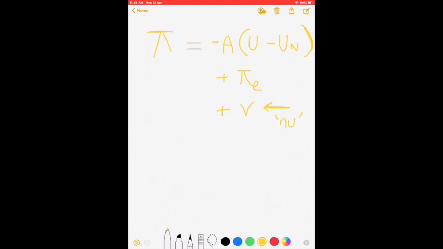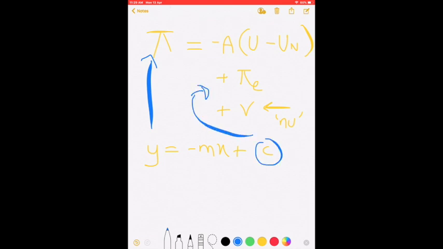If you take a look at this equation, you'll find that it is pretty similar to a linear equation that we studied in our mathematics class. This y over here is our inflation. Then this c component is basically these two terms, which are expectation of inflation and supply shocks. The slope of the Phillips curve is represented by minus a, and your x variable over here is unemployment minus your natural rate of unemployment.